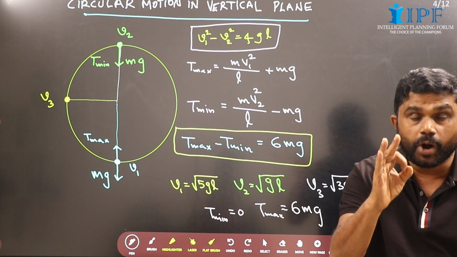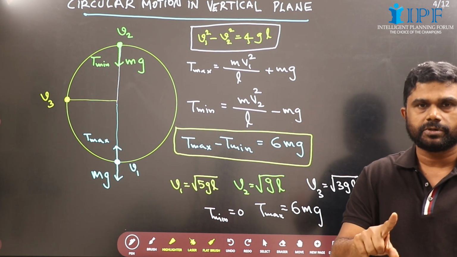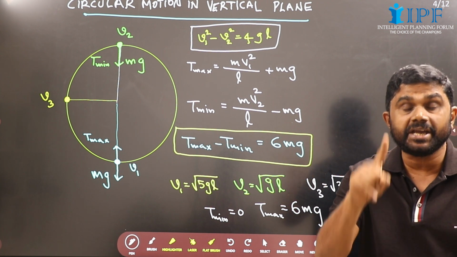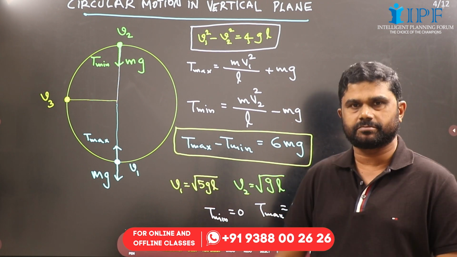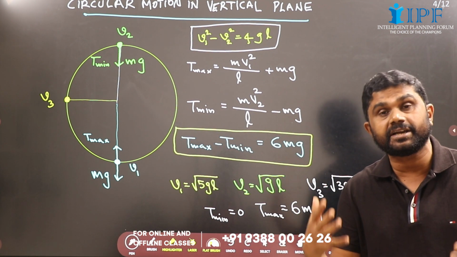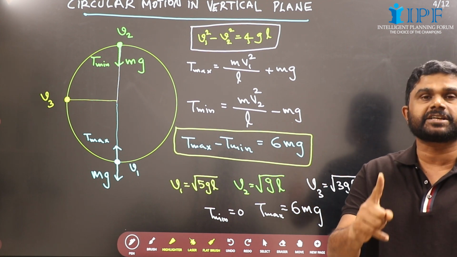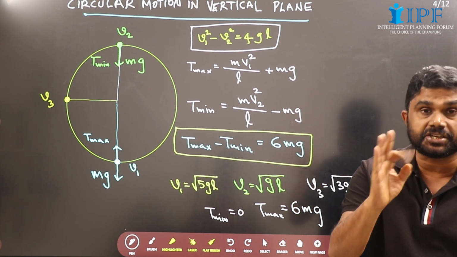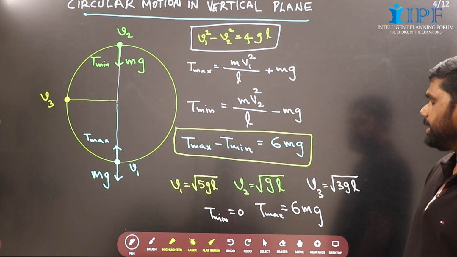This is also unconditional. If the body is moving in a circular path, the velocity can be anything greater than or equal to root 5gl at the lowest point. Correspondingly, the velocity at the highest point can be anything greater than or equal to root gl. But the difference, T max minus T minimum, is unconditional. It is always 6 mg.